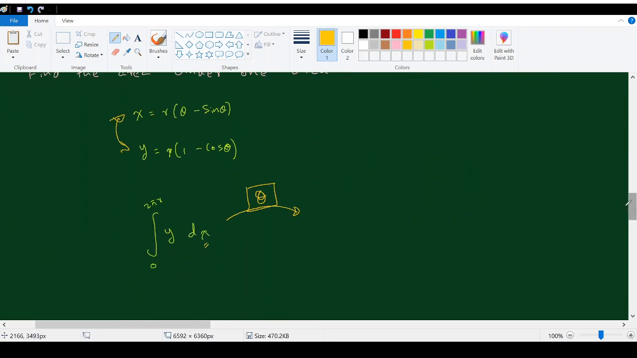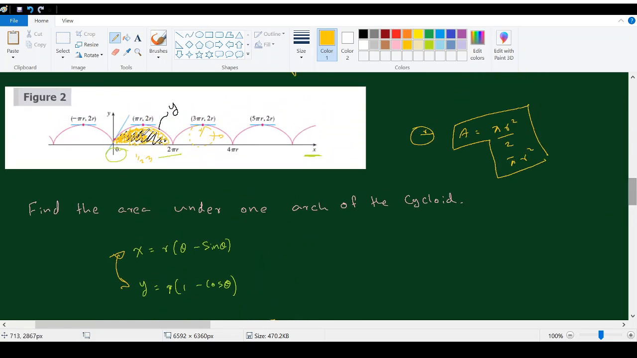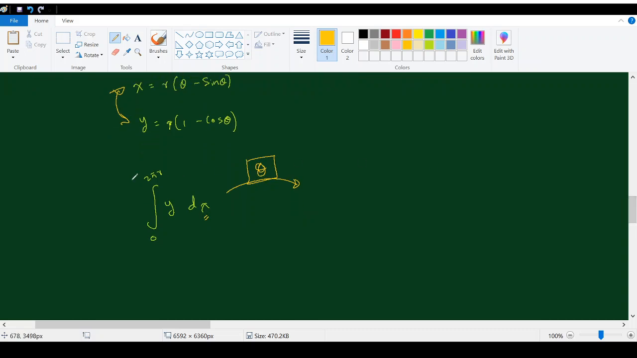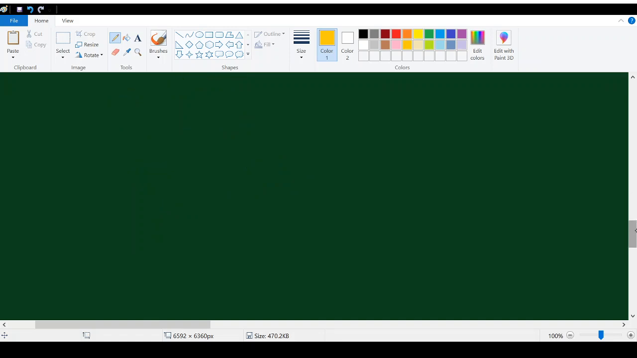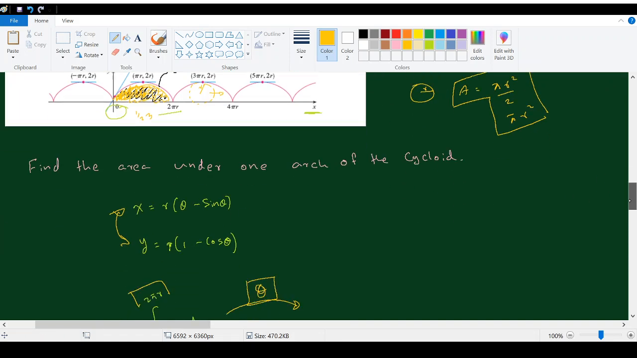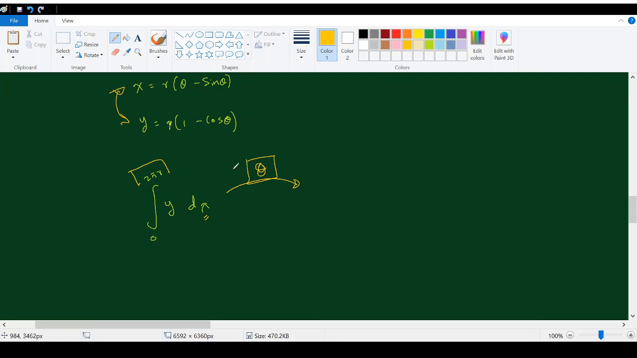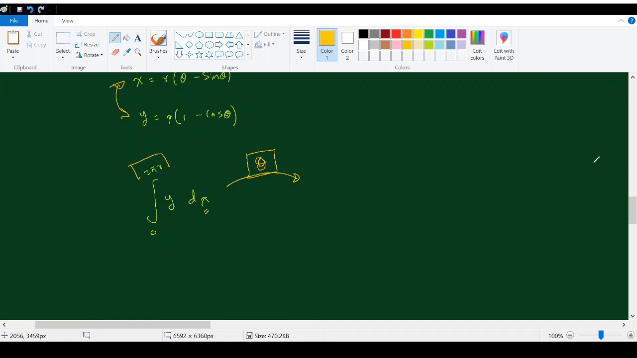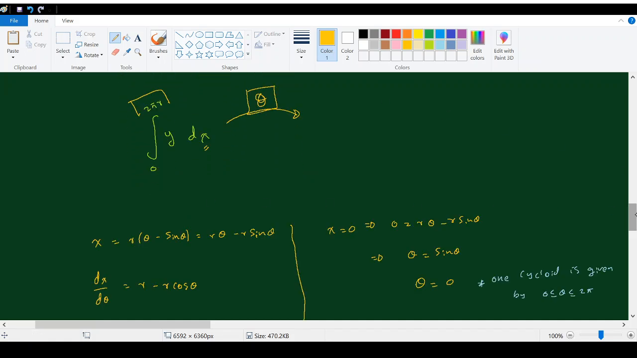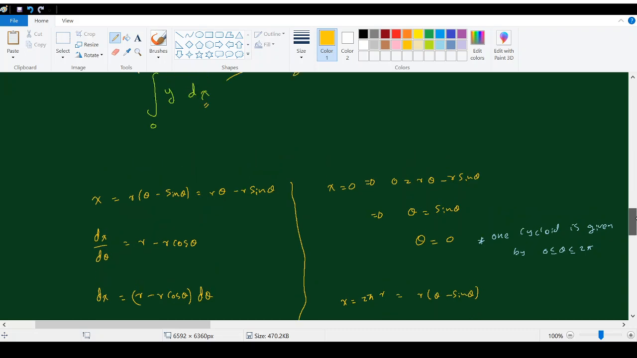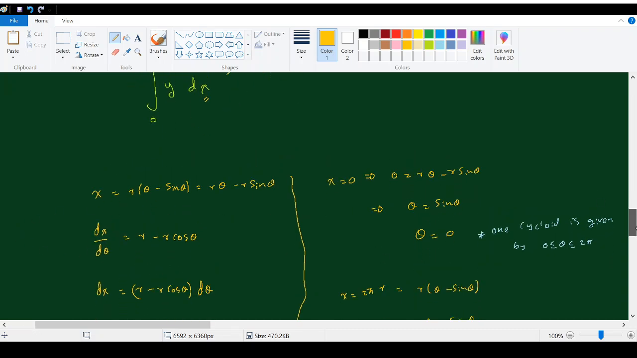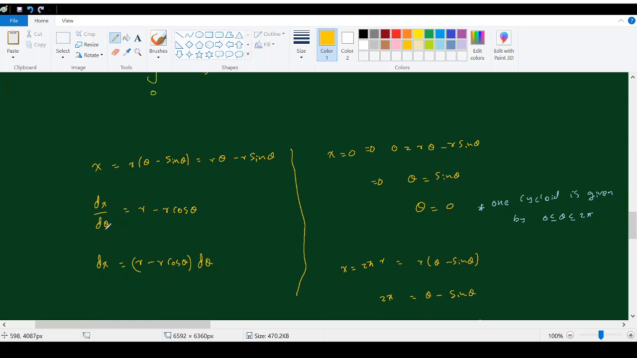Anyway, now we saw that the mentioned arch, this area will be given from this integral. Now see here, you have the upper limit of the x-axis, which is 2 pi r. Now we are going to convert everything into a theta variable. So let's start with this x coordinate, and that can be done like this. So we have this x relationship, and if we differentiate it with respect to theta, you have this one, so dx is equal to this one.